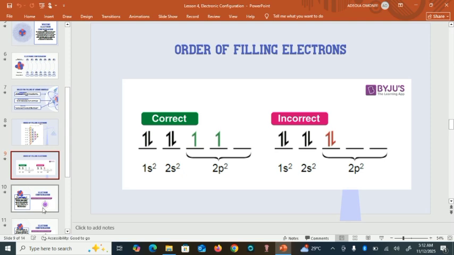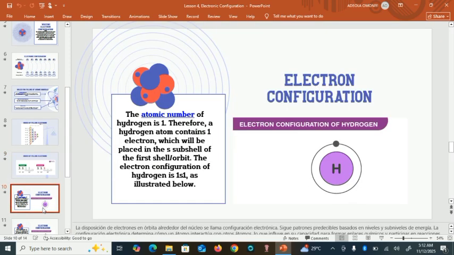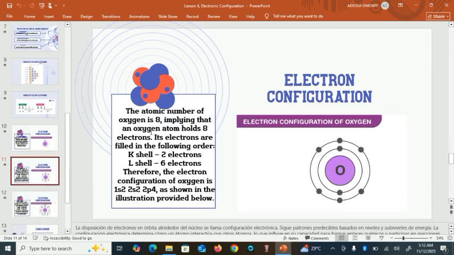Alright, electron configuration. The atomic number of hydrogen is 1. Therefore, a hydrogen atom contains 1 electron, which will be placed in the s subshell of the first shell or orbit. The electron configuration of hydrogen is 1s1, that's 1s raised to power 1, as illustrated below. It's also illustrated here. You see only 1 electron in the shell of hydrogen. Let's look at another example. Let's look at oxygen with 8 electrons.